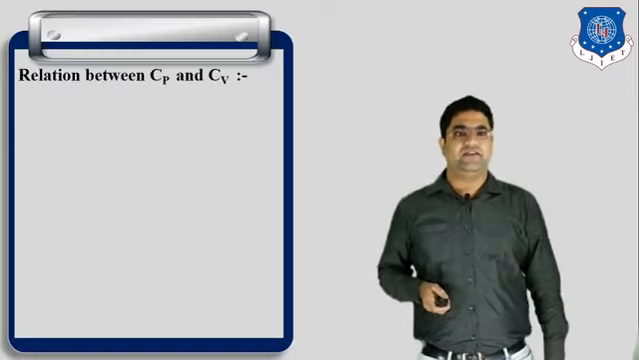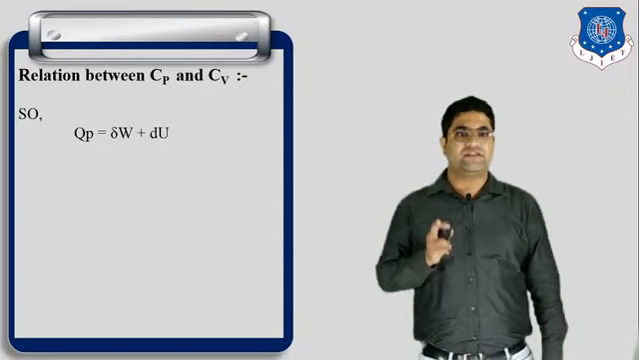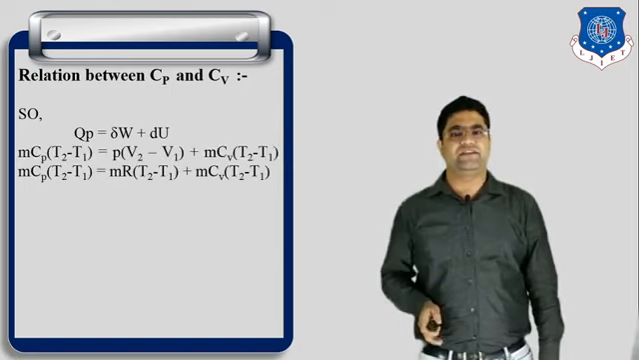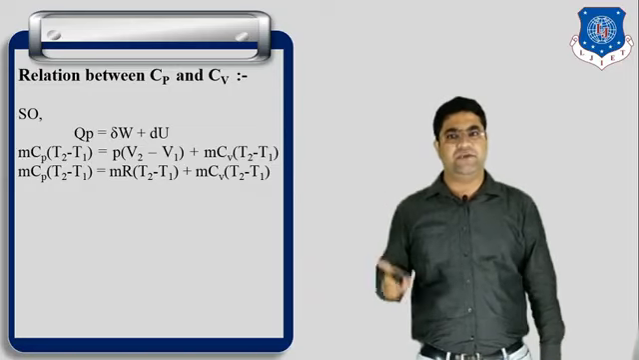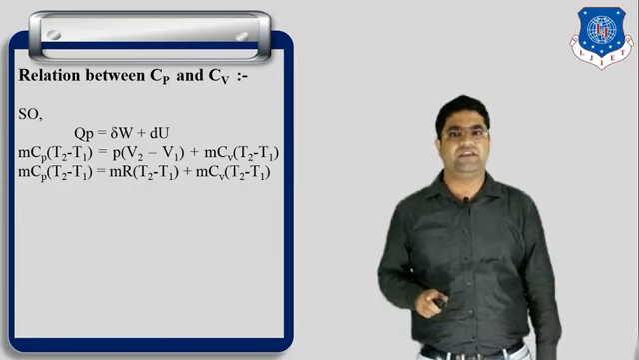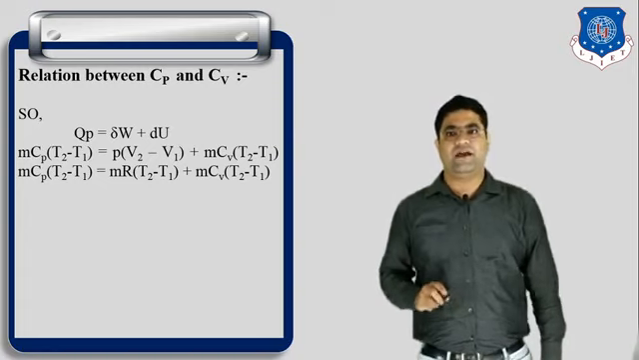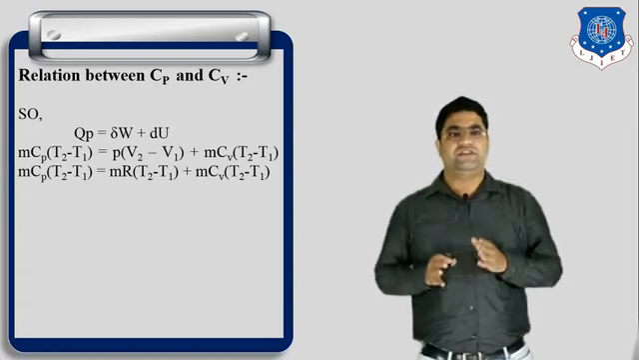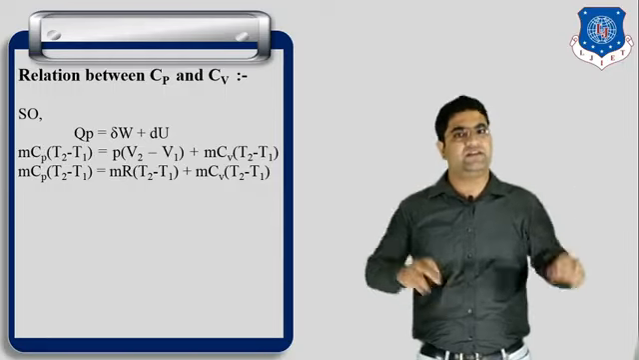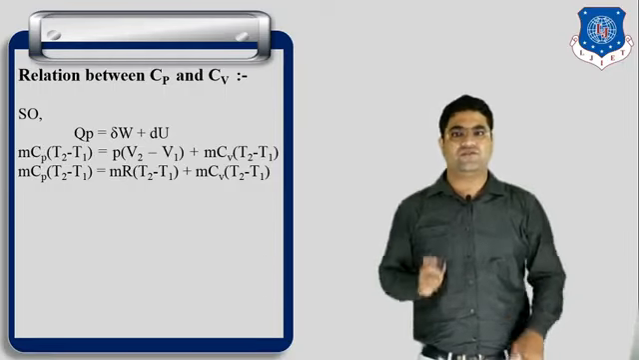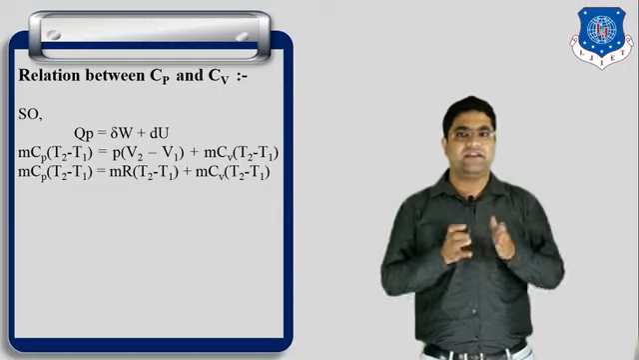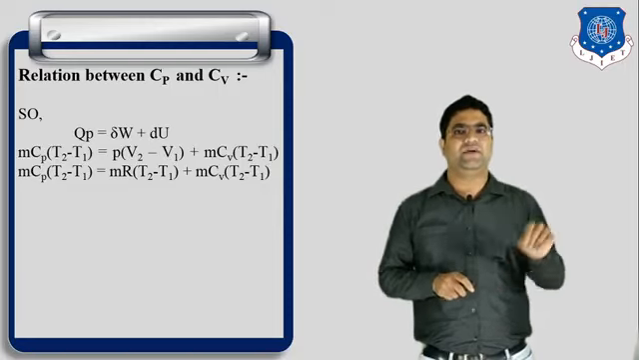Okay, so we can write that heat supplied at constant pressure equals ΔW plus ΔU. Here Qp we can write as mCp(T2 minus T1), ΔW, that is the work done, is equal to P(V2 minus V1), and the change in internal energy is equal to mCv(T2 minus T1). Now here we can write PV2 equals mRT2 and PV1 equals mRT1 according to the characteristic gas equation that we have discussed in our previous lecture. So here you can write mCp(T2 minus T1) equals mR(T2 minus T1) plus mCv(T2 minus T1).